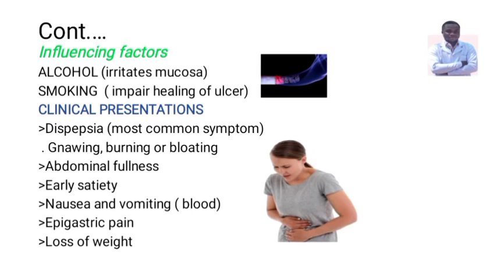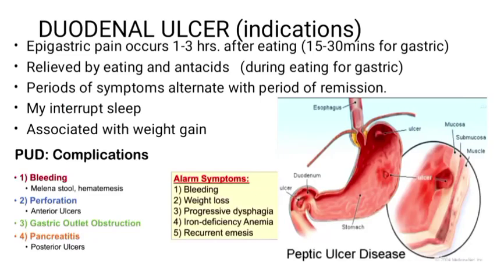But also we have loss of weight. The loss of weight mostly occurs for patients having gastric ulcers, and weight gain occurs for patients who have duodenal ulcer. Here are the duodenal ulcer indications. Epigastric pain occurs 1 to 3 hours after eating. This we will discuss in the next session, where we are going on treatment. We will study deeply the epigastric pain in duodenal ulcer and gastric ulcer. We'll see more there.